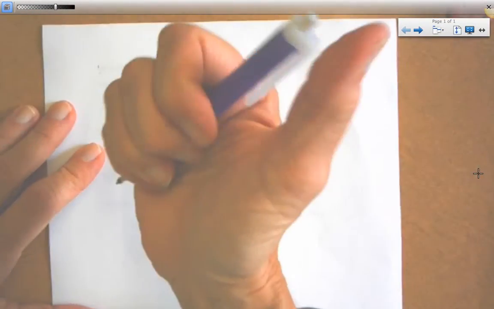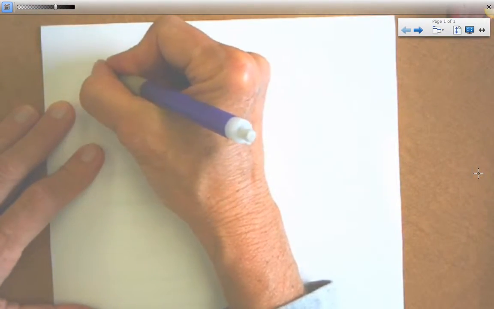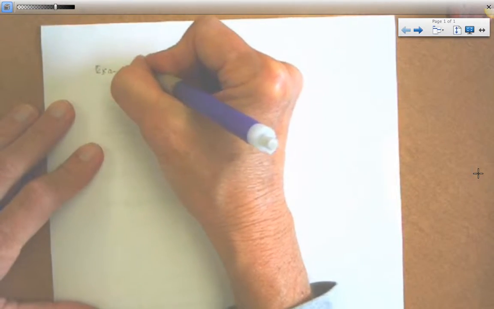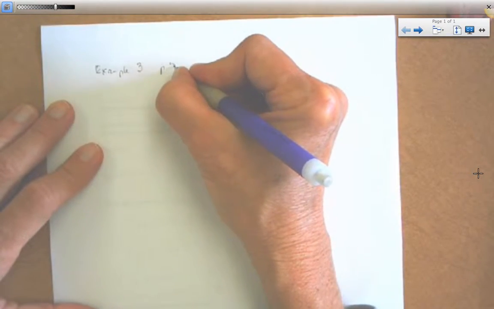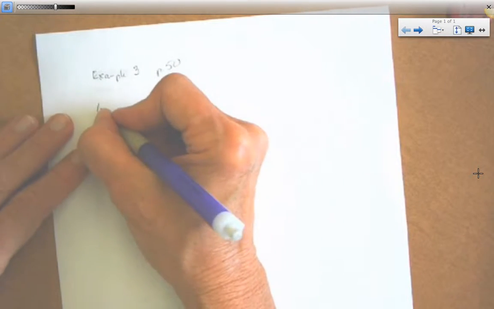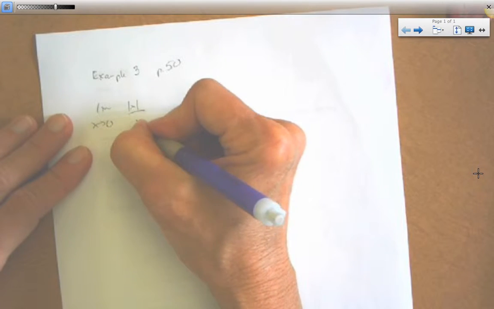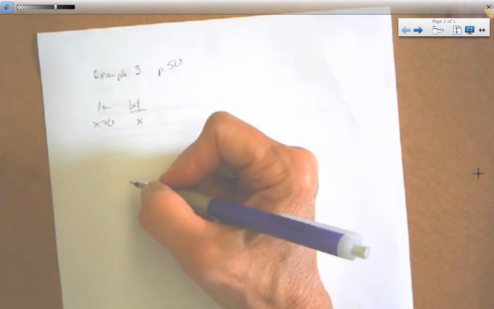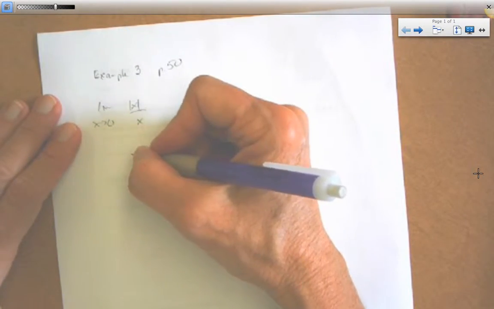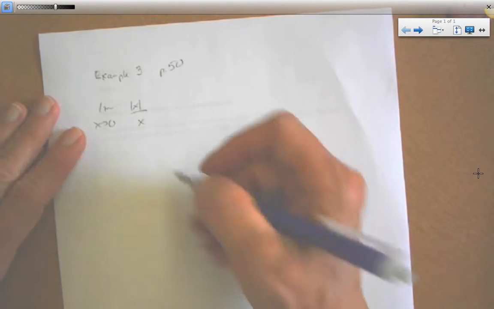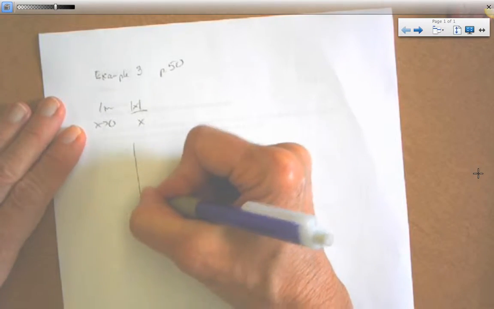Go to example 3 on page 50. All right, so I want to find the limit as x approaches 0 of the absolute value of x over x. Okay, so looking at that graph, we're just going to go ahead and graph this very quickly.